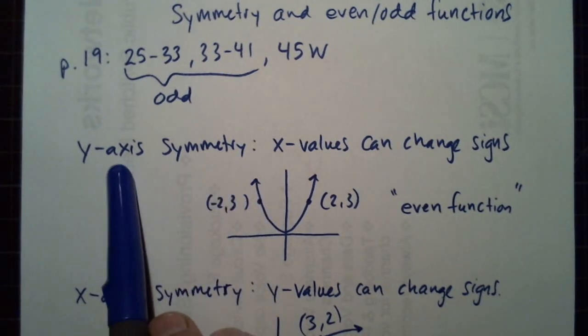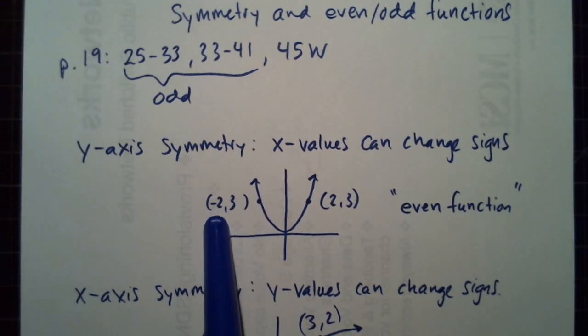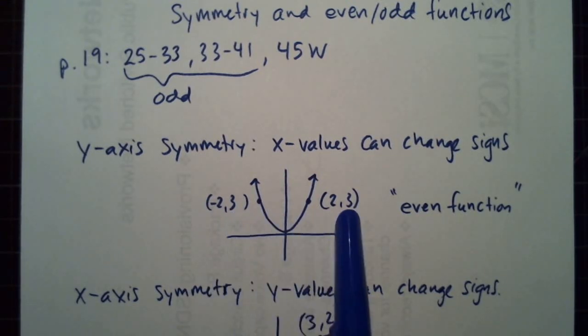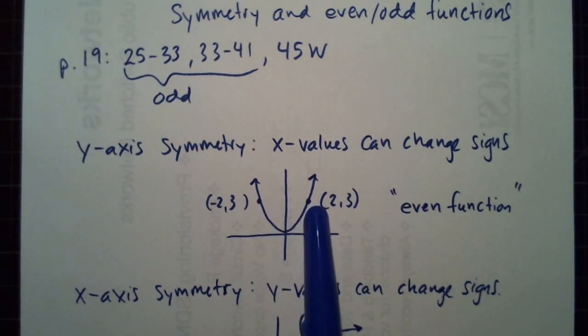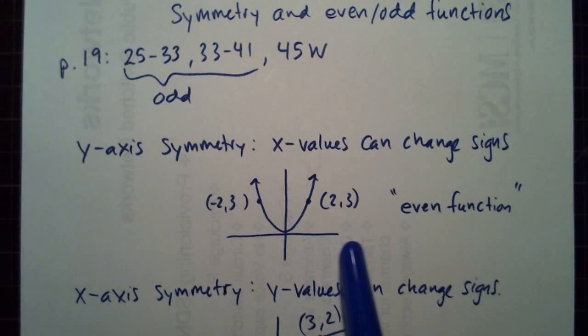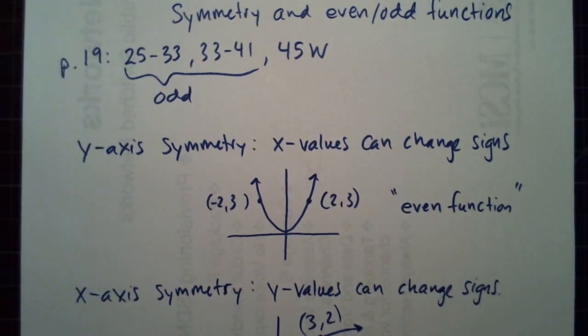And if you have y-axis symmetry, it would look like this. And the x values can change signs. The y values stay the same. And those 2 points will both be on the graph. If this is a function, then it's called an even function if it has y-axis symmetry.